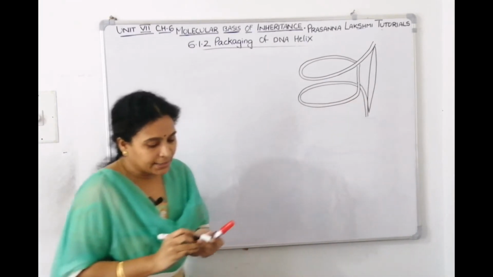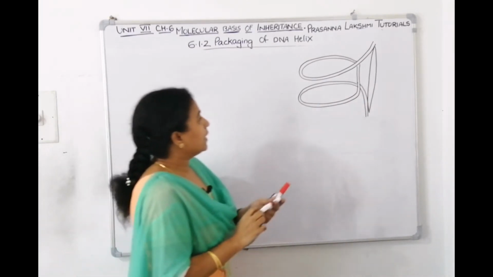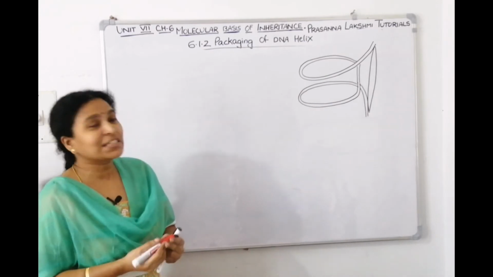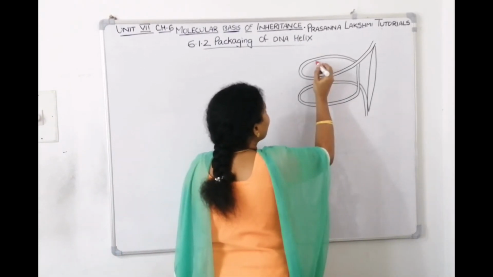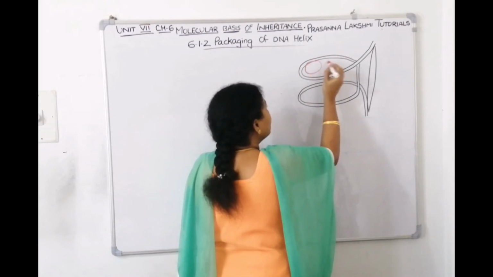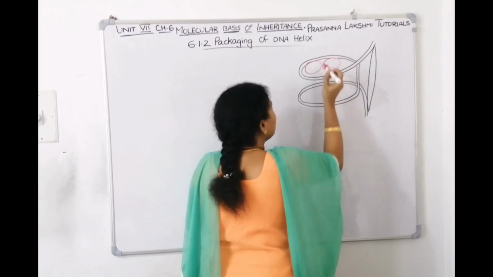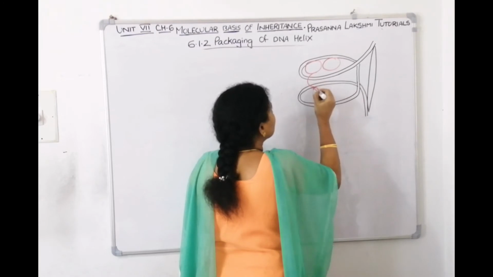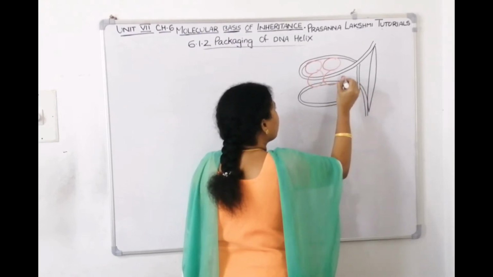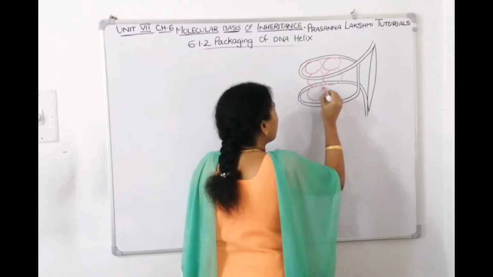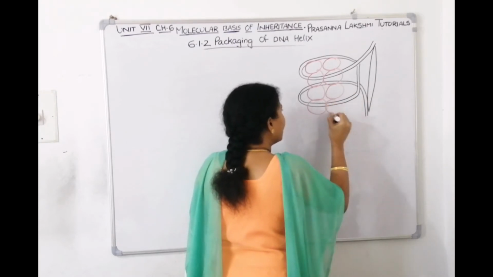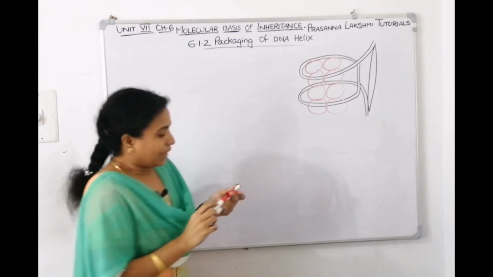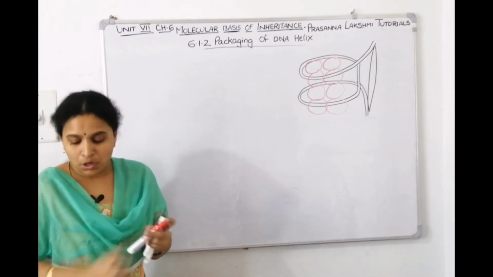They are connected with the linker DNA. And what is there inside the core of the structure? So we have 1, 2, 3 and 4, and 1, 2, 3 and 4. So it is called a histone octamer.